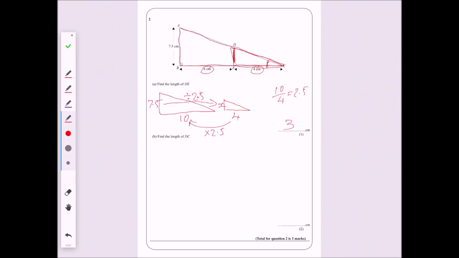It says find the length of DC, which is this distance here. So in the smaller triangle, it's a right angled triangle because we've got the right angle there. We know that the base is 4, and we now know that the height is 3. So we can use Pythagoras to work out this. And Pythagoras says the hypotenuse squared is equal to the two smaller sides squared and added together. So x will be the square root of 3 squared plus 4 squared, which is the square root of 25, which is just 5.